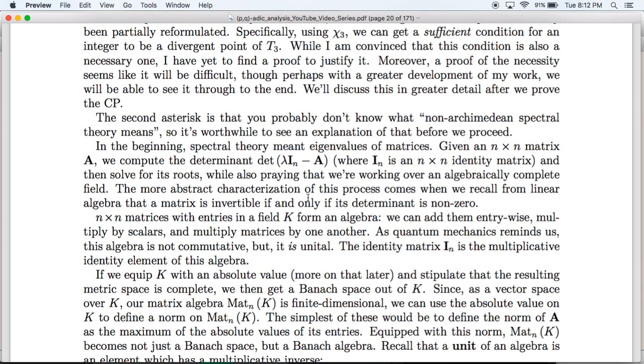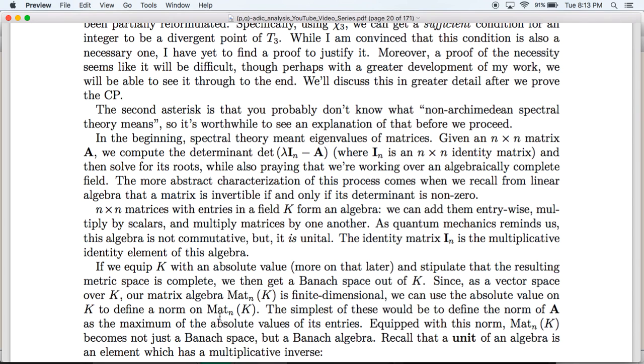So if we equip the field K with an absolute value, more on that later, and then stipulate that the resulting metric space we get on the field is complete, we make K into a Banach space. Since as a vector space over K, our matrix algebra, Mat_n(K), n by n matrices over K, is finite dimensional, we can then use the absolute value on K to give this matrix algebra a norm as well. The simplest of these would be to define the norm of a matrix A as the maximum of the absolute values of its entries. Equipped with this norm, our matrix algebra becomes not just a Banach space, but a Banach algebra.